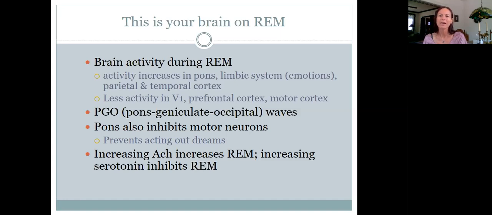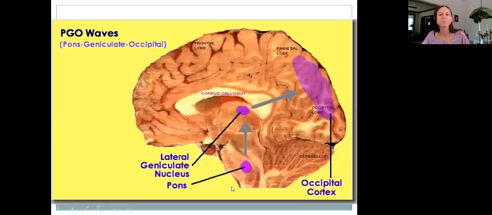Recognize that increasing acetylcholine will tend to increase REM. Now we see that acetylcholine kind of wakes us up. So that makes some sense, because if you increase acetylcholine, you get to lighter stages of sleep and eventually to wakefulness. And REM is a light stage of sleep. Increasing serotonin will tend to inhibit REM. And there we have some of the serotonin agonist drugs like, for example, the SSRIs used for depression that will tend to actually even knock out REM and knock out dreaming if you take those drugs.